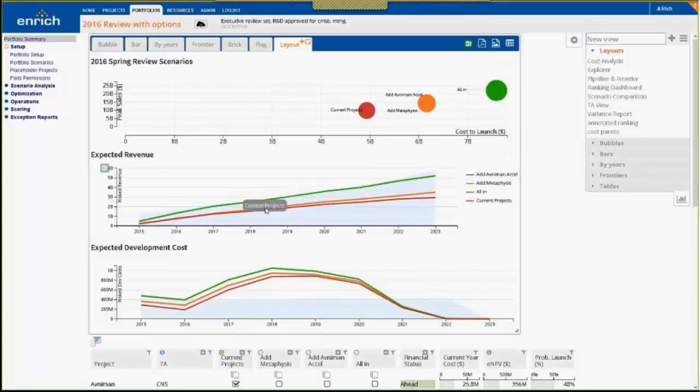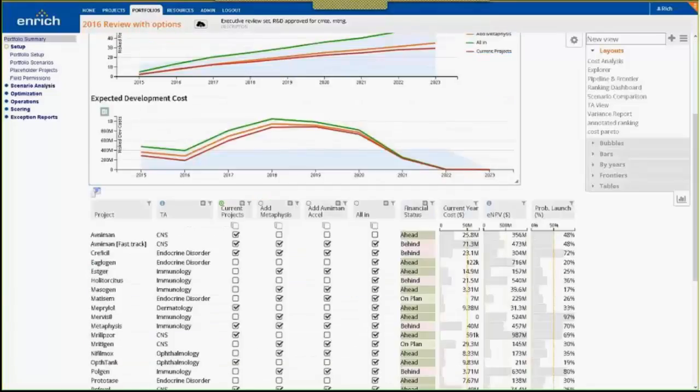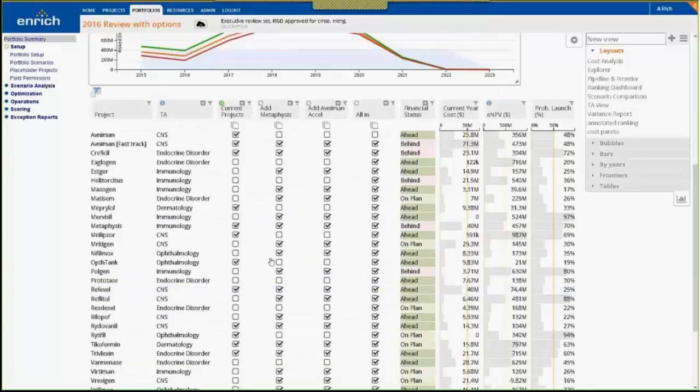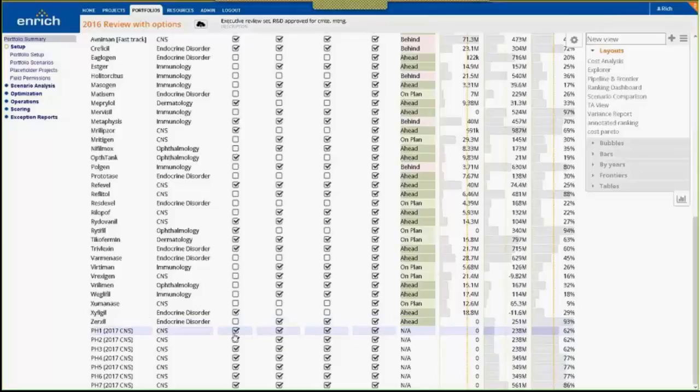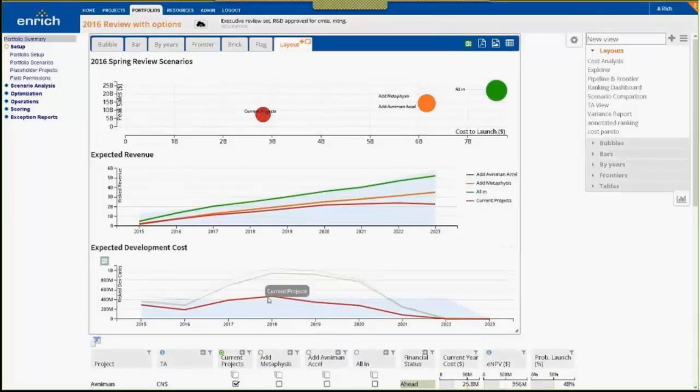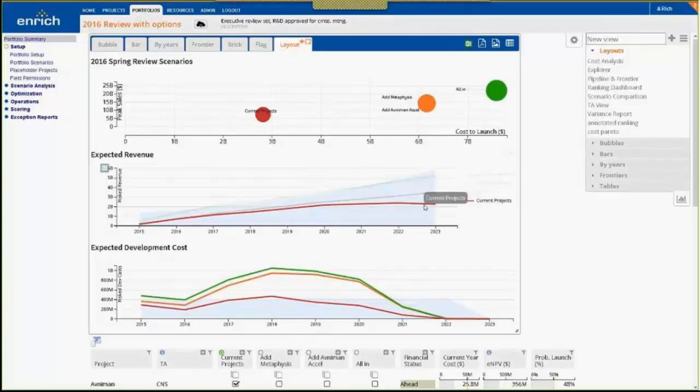Now, none of these are actually coming 100% through to meet our expected revenue target, which is the blue wedge here, but the all-in portfolio comes closest. However, none of these are meeting our cost constraints that we have. So now it's important to come in and, for some of these, remove a few of the projects to get us closer to that cost constraint, and then to look at the implications for where we sit on our revenue versus our revenue target.